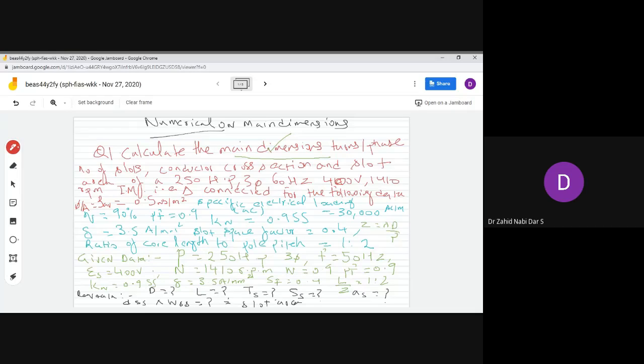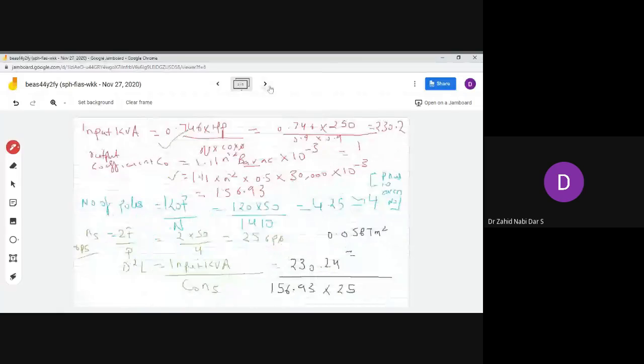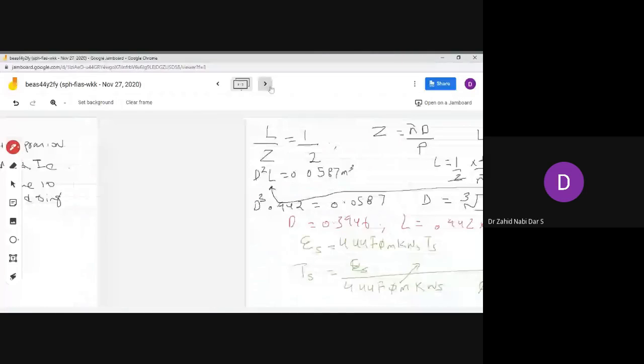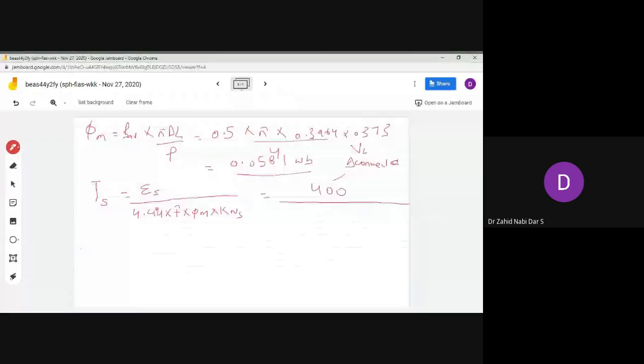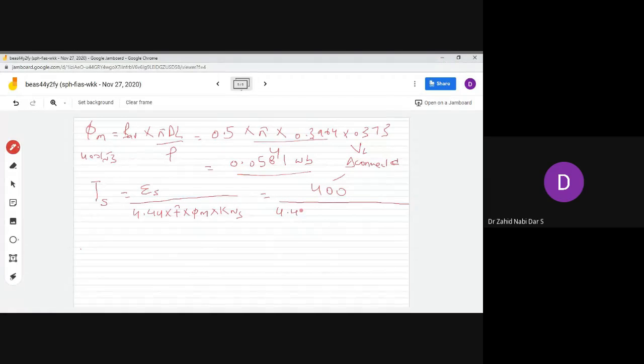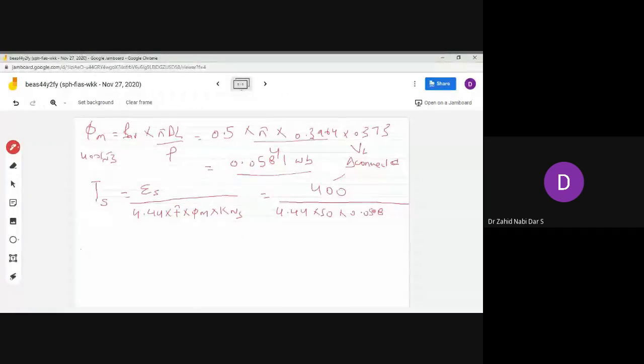This is a mistake. This is the question only where I was just lifting the question there. It's 400, okay? If it was 440, it would have been 440. So you take it as 400, okay? This ES is equal to 400 because it was delta connected. If it was star connected, then it was 400 by root 3, okay? This would be 4.44. This is 50. This value is 0.058, and this value 0.955.